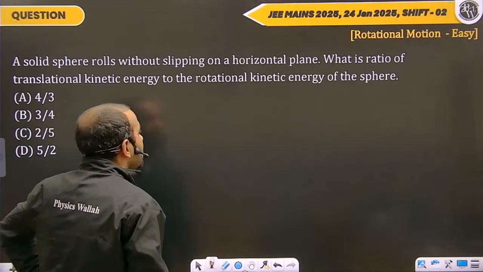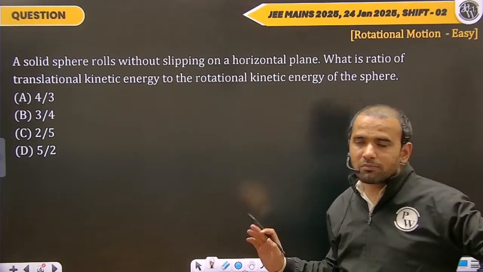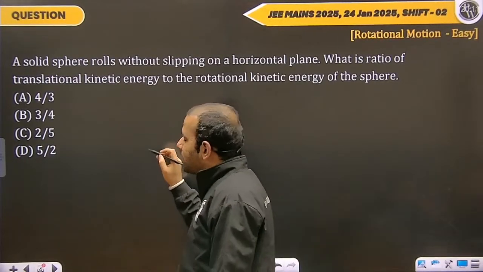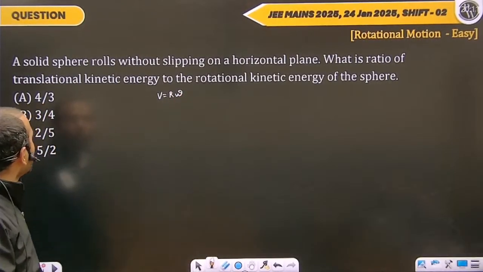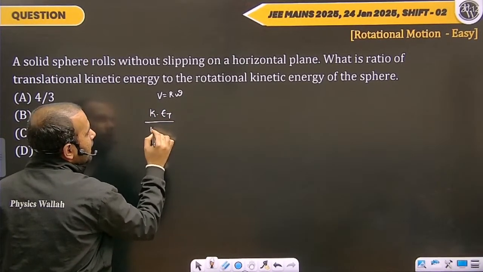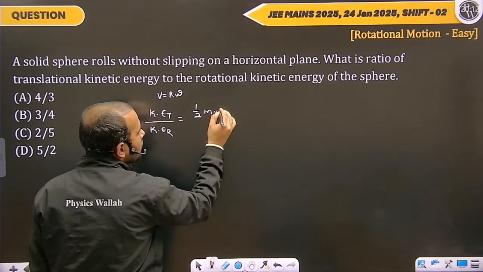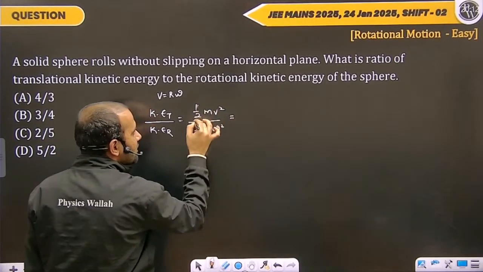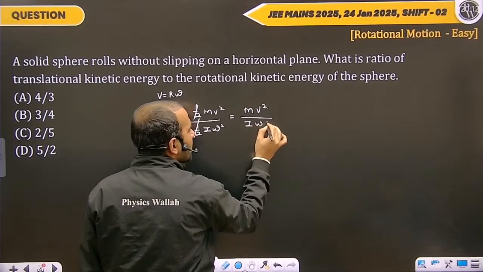Okay. Next question, they are asking the ratio of something. What is that ratio? A solid sphere is rolling without slipping. If it is rolling without slipping, then definitely v equal to R omega will be there. Now what is the ratio of translational kinetic energy to rotational kinetic energy? For translation it is half mv square, and rotational kinetic energy will be half I omega square. This half will cancel out, giving mv square divided by I omega square.